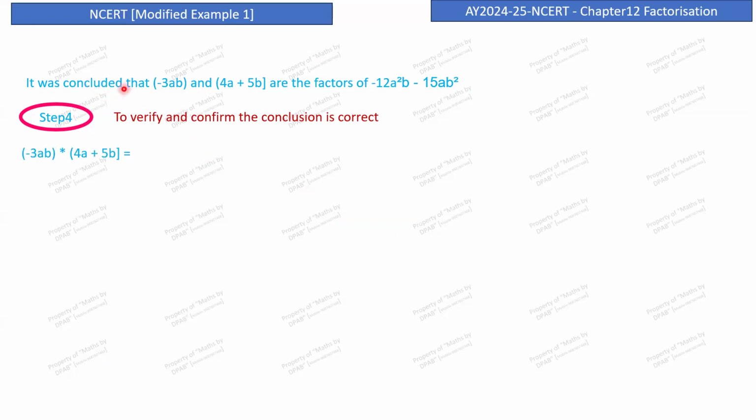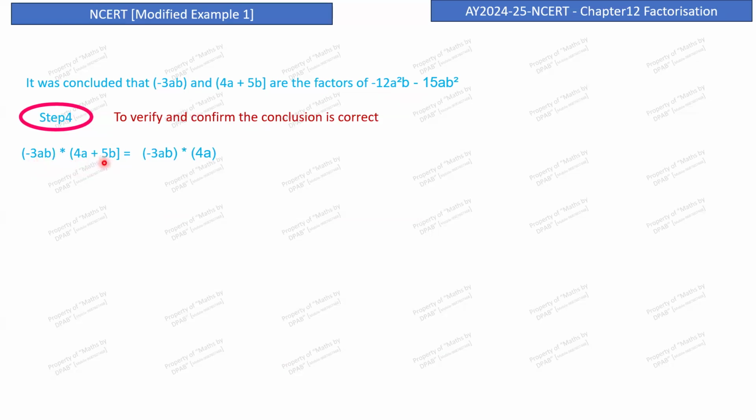So just now we concluded that minus 3ab and 4a plus 5b are the factors of minus 12a square b minus 15ab square. Now we need to multiply these and find out whether we really get minus 12a square b minus 15ab square. You see, minus 3ab is written here, multiplied by 4a plus 5b. What is this? This is a monomial into a binomial. I hope you are now recalling from the chapter on algebraic expressions and identities, a monomial into a binomial. This concept you are just going to use now.